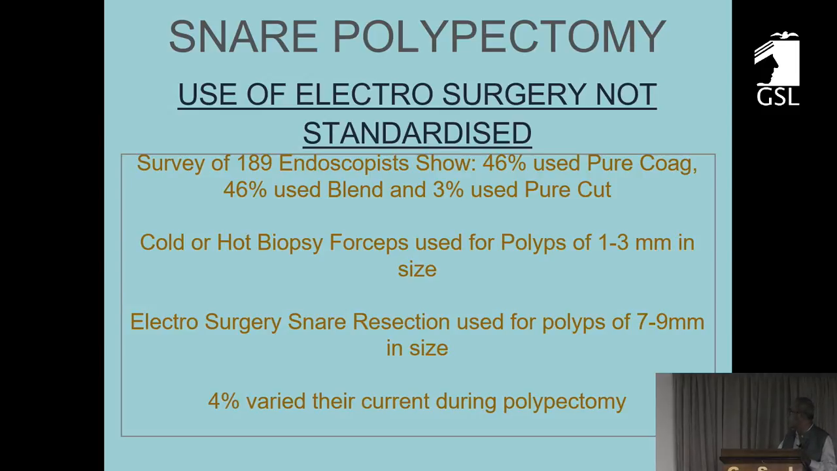In a survey done of 189 endoscopists, they showed 46% used pure coag, 46% used blend, and 3% used pure cut. Cold or hot biopsy forceps were used for polyps of 1 to 3 millimeter in size. Electrosurgical snare polypectomy was used for polyps of 7 to 9 millimeter in size, and 4% varied their current during polypectomy. Starts with a cut and ends with a coag, or starts with a coag, ends with a cut.